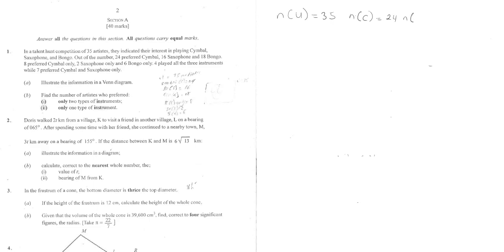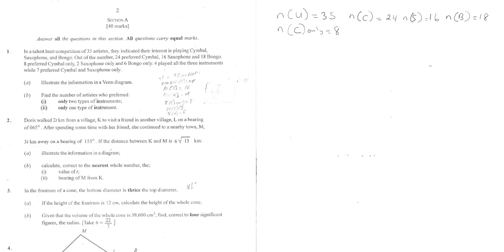Those that prefer playing what? Saxophone is 16. Okay, and those that prefer playing bongo is 18. So these are the 3 instruments played by the artists, and we are also told that 8 prefer cymbal only. So the number of artists that prefer cymbal exclusively, I will just abbreviate it like this: cymbal only is equal to 8, so as to save my time.